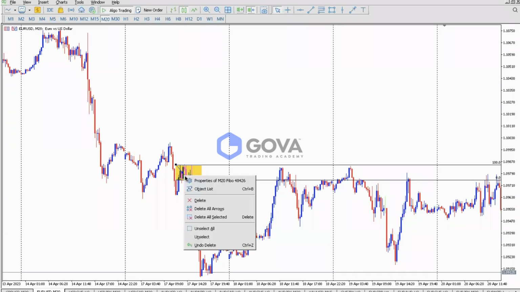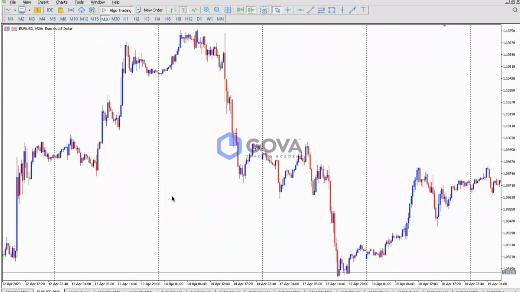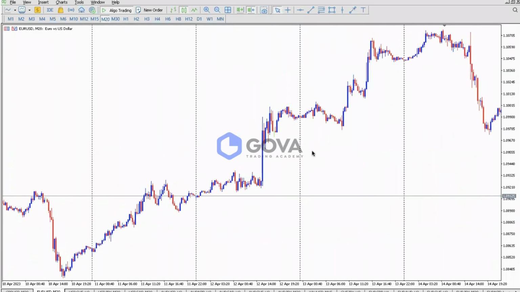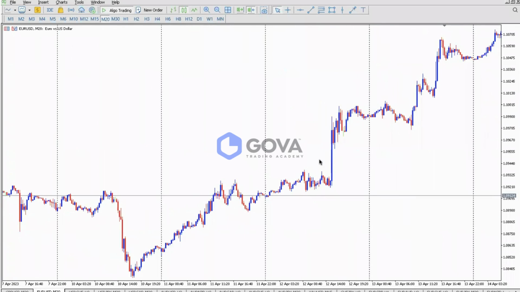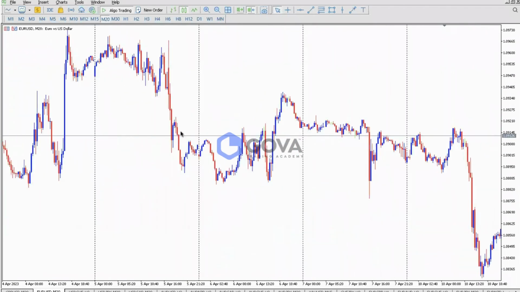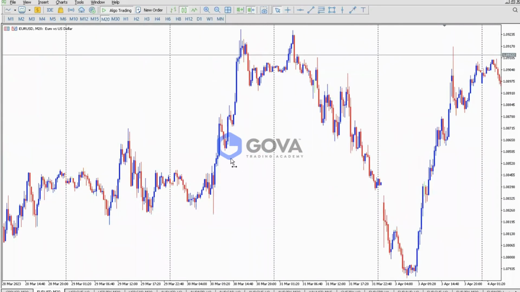Now let me show you an example on how to mark your proximal line and distal line for a buy trade, okay, for a buy trade. So for a buy trade, here's an example. Let me look for another example.